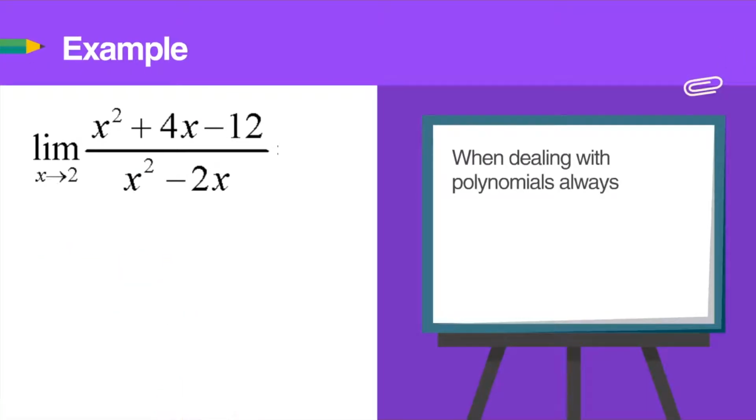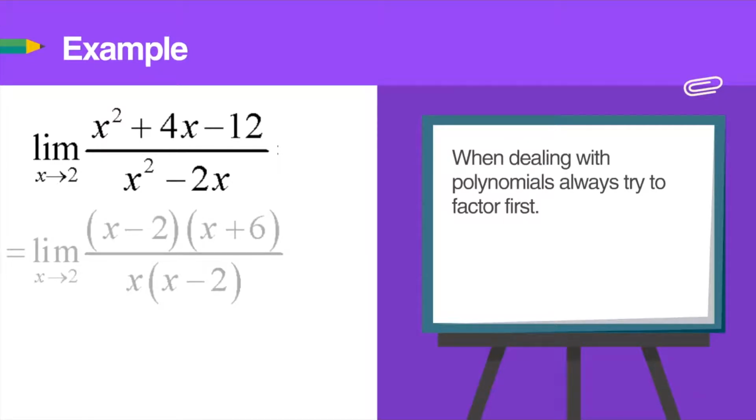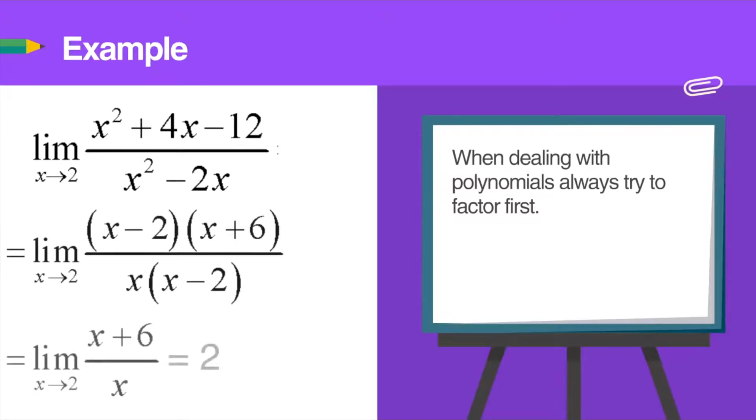Here's an easy warm-up. If you try to plug in the value 2, you see that you get 0 over 0. So now we start simplifying. Most times when there is a polynomial, factoring will be the easiest way to simplify. So if we try factoring the top and bottom, we can see that the x minus 2's cancel out, and from there you can plug in 2 for x to get 2.